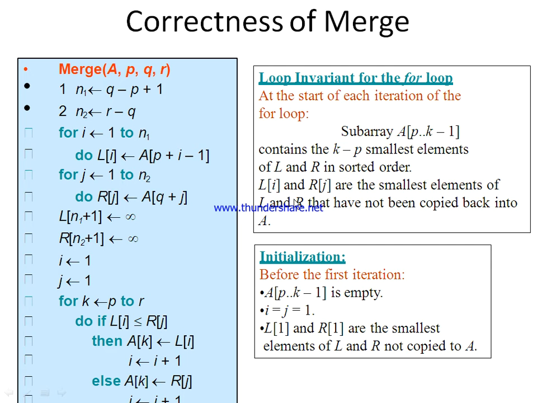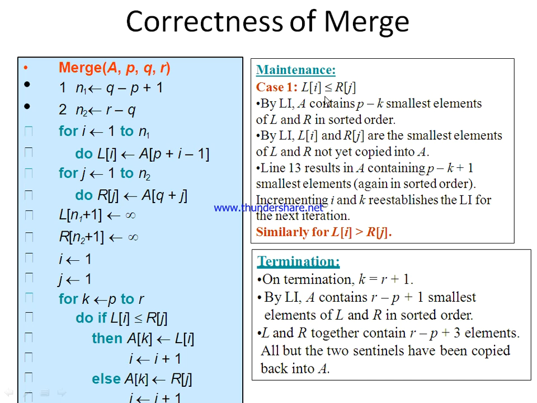And L[i] and R[j] are the smallest elements of L and R that have not been copied back into A. So these are the last elements which we should not copy when we reach the end of the index positions. Before the first iteration, that is the initialization, we have to initialize a temporary array. After moving elements to L and R, this is empty because we have to reinitialize depending on the condition. So this is empty initially. The i and j counters are initialized to 1, and L[1] and R[1] are the smallest elements in the two halves.